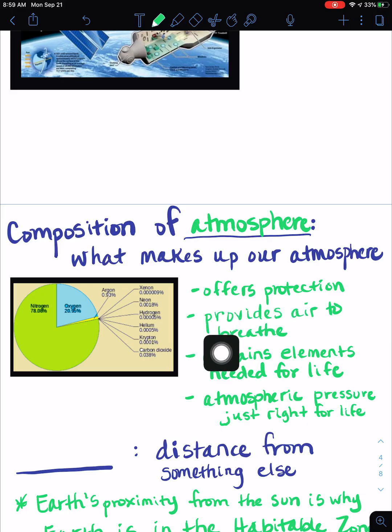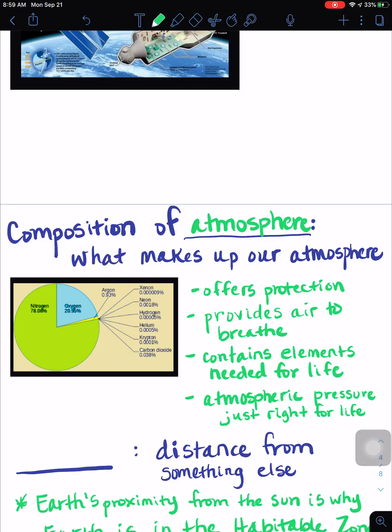The other thing the atmosphere does is provide air for us to breathe. It has our oxygen in it. We don't need a lot of oxygen, as you can see, 21%. It contains elements needed for life. And then lastly, the atmospheric pressure is just right for us to have life. This sounds a little dark, but the pressure helps our cells not to explode.